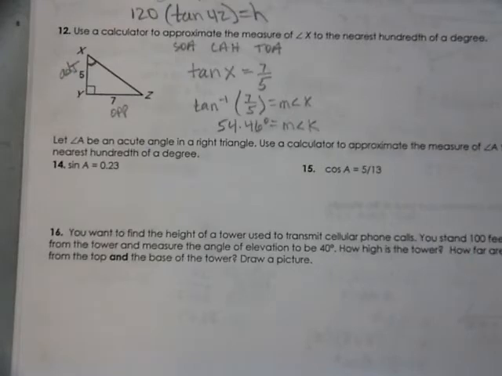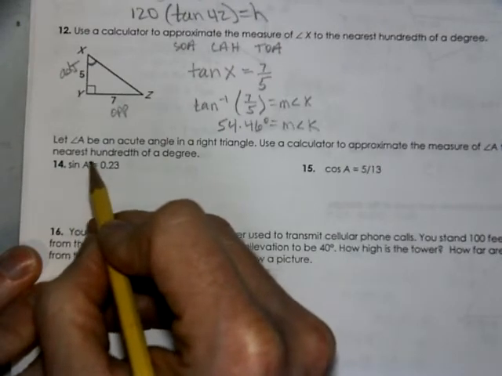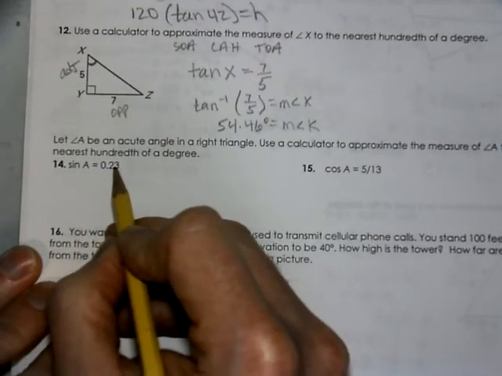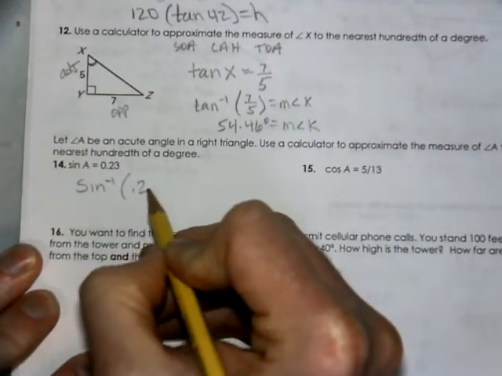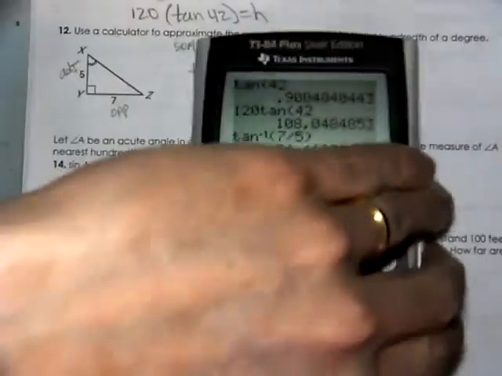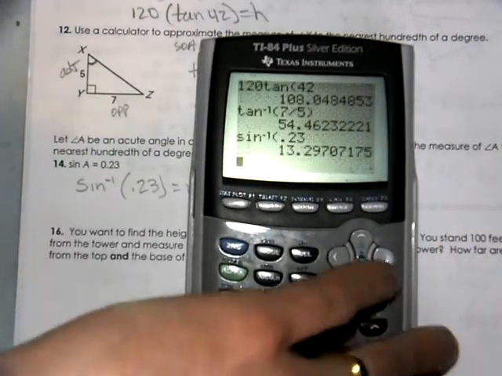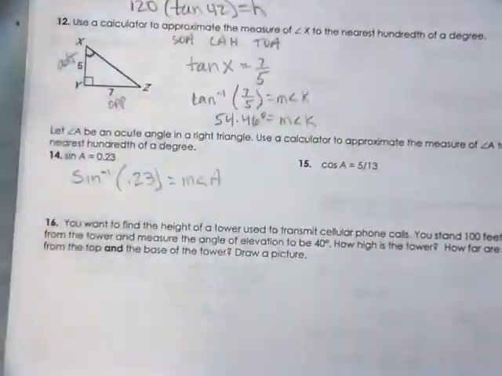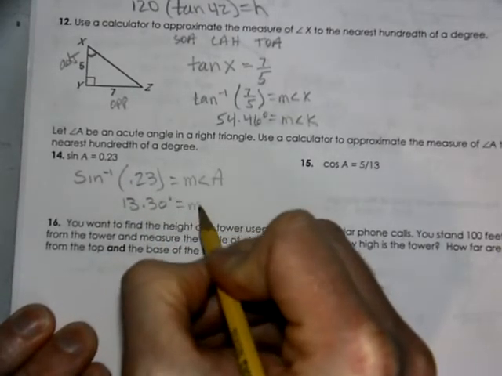Let A be an acute angle of a right triangle. Approximate the value of angle A. Well, if we're looking for the measure of angle A, what angle has an opposite over adjacent of 0.23? Well, if we say sine inverse of 0.23, we can figure out the measurement of angle A. Sine inverse of 0.23 equals 13.30. Those are degrees.